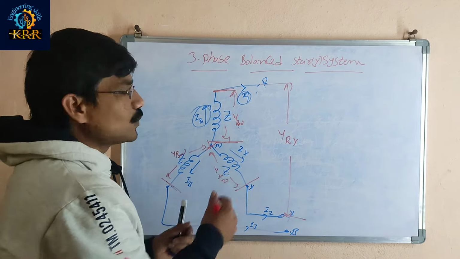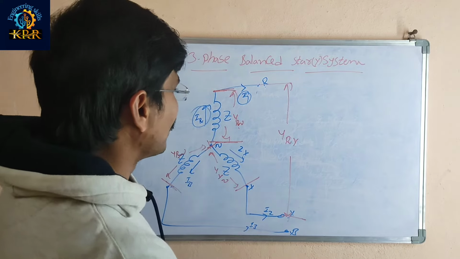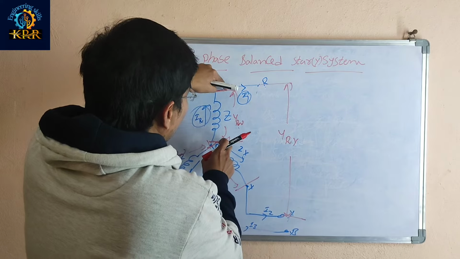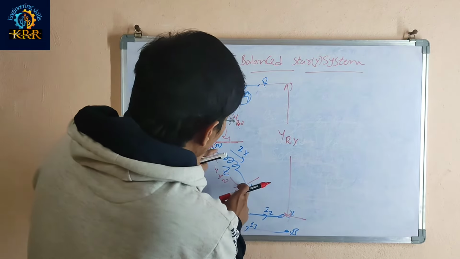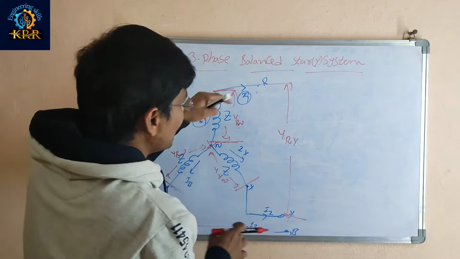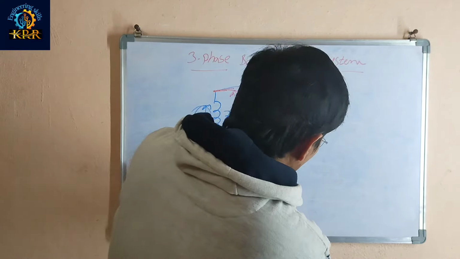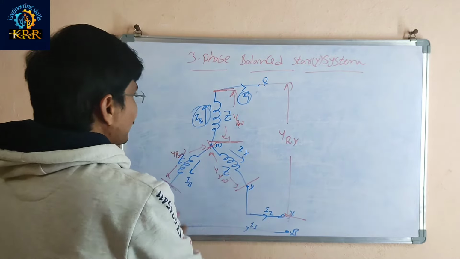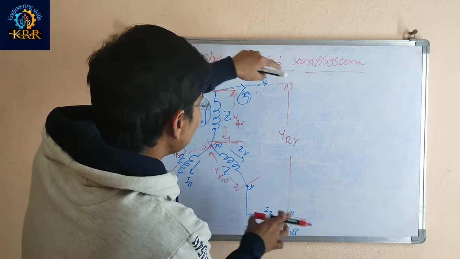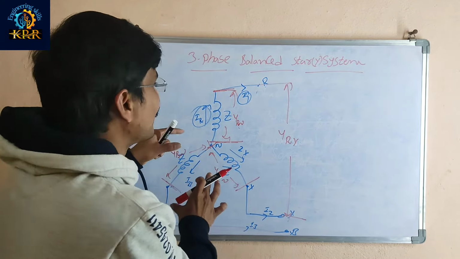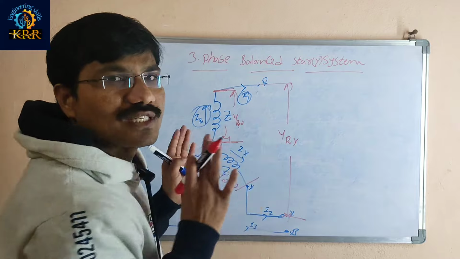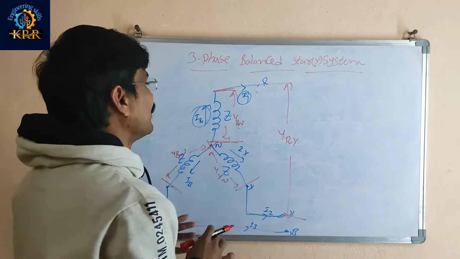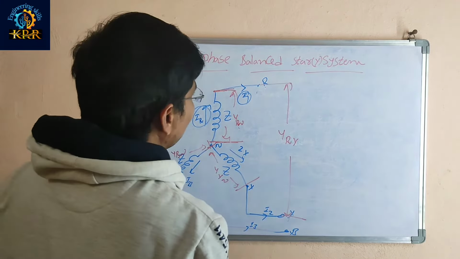Now, how to calculate the relation? What is the relation? The phase voltages are the same. The line voltages, voltage at R to Y, voltage at Y to B, voltage at B to R, are the same. But phase voltage and line voltage are not the same. Now we go for the phasor diagram.